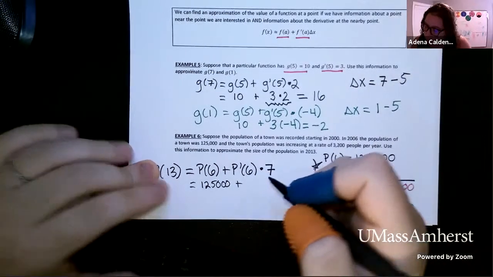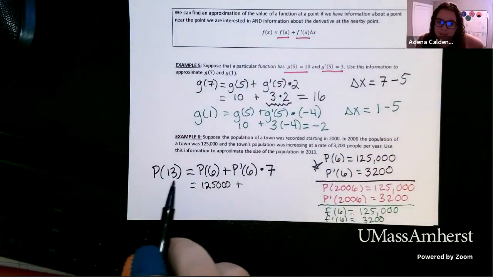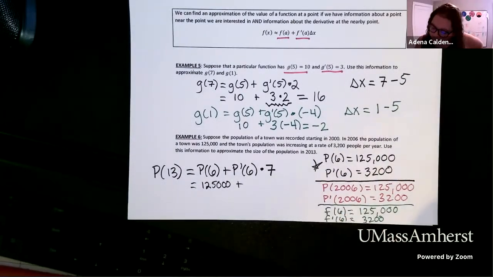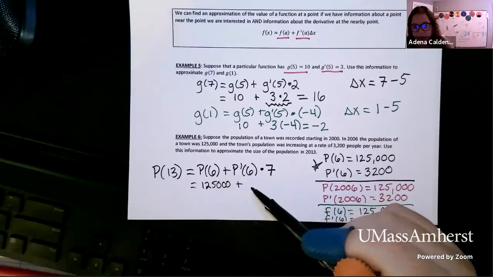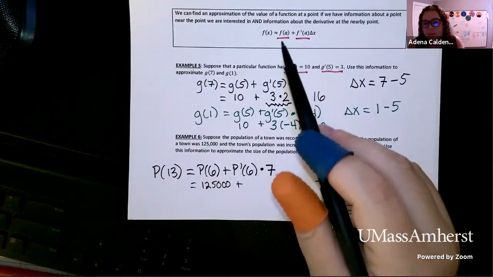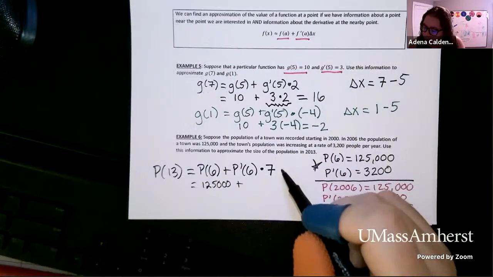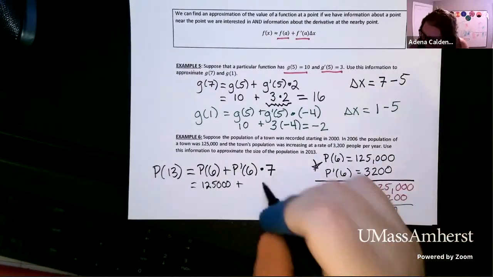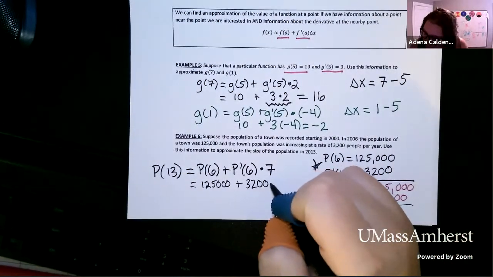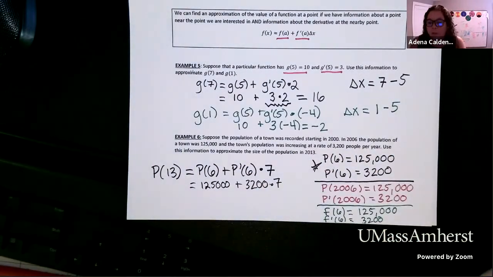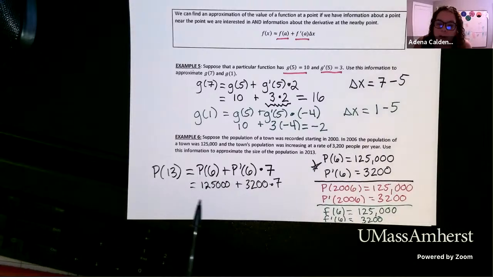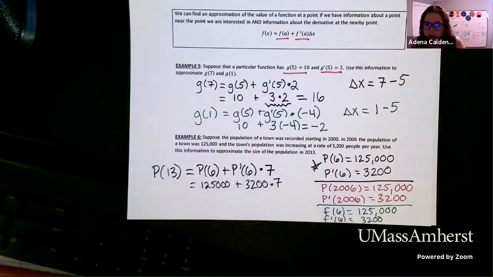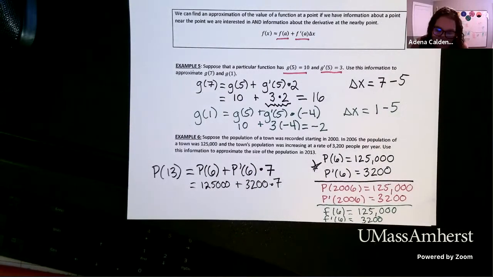Okay. So when we set this up, P of 13 is the year we want, so 2013. And then P of 6 and P prime of 6 is the information we have. So this is lining up with our formula here. But your delta X should be 7 no matter what your notation is. So here we have 3,200 times 7. And so your calculation, no matter what your notation is, should be this calculation, 125,000 plus 3,200 times 7. So as long as that's the calculation you get to, then whatever notation you use is totally fine.